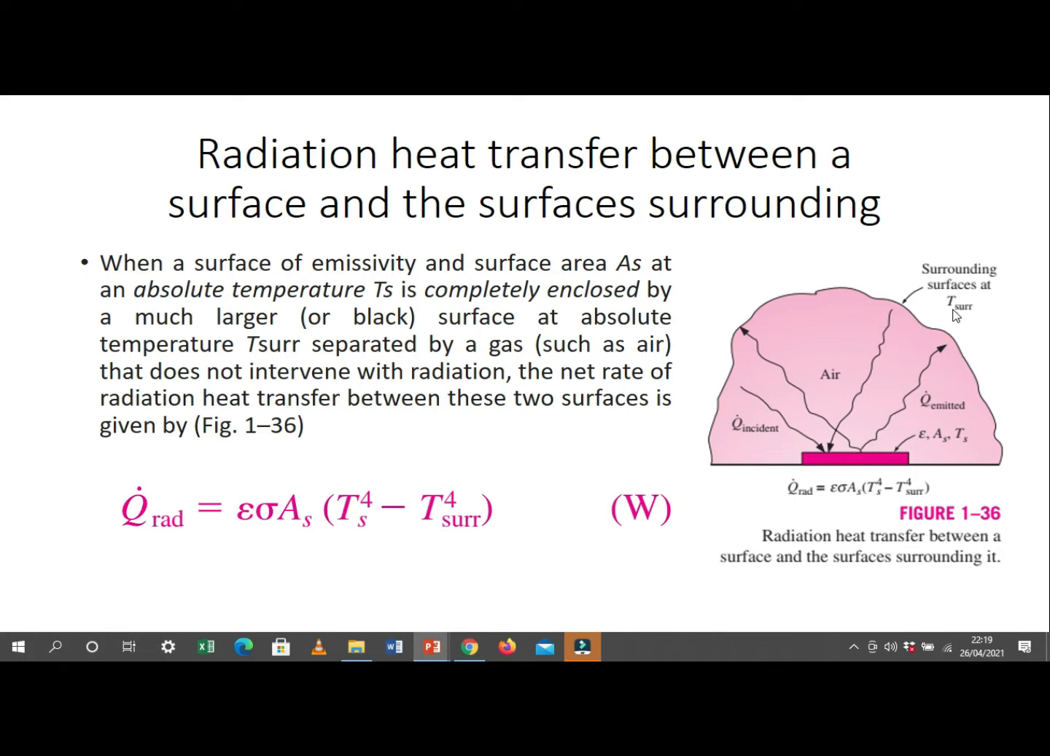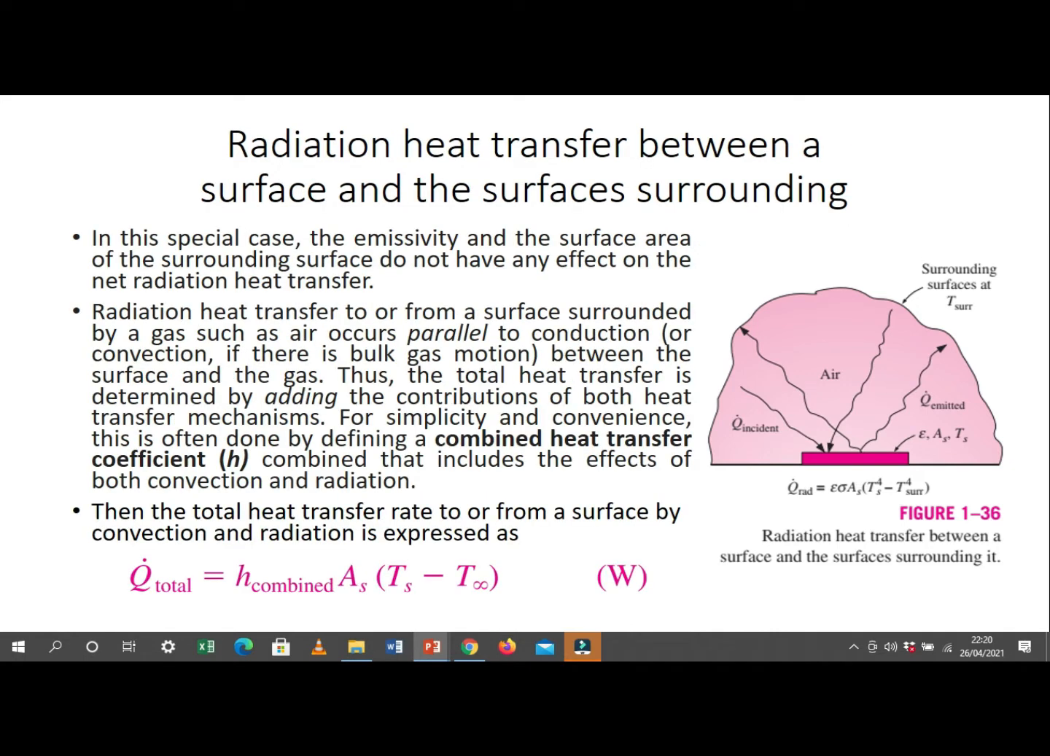This is the first object and the surrounding surface, and the rate is given by this formula: Q radiation, with the emissivity, the Stefan-Boltzmann constant, and the surface area, times the fourth power of the temperature difference between the surface of the body and the surrounding surface. Ts is the body surface temperature, and T surrounding is the surrounding temperature at a particular point. The rate of heat transfer by the radiation process is given by this equation.